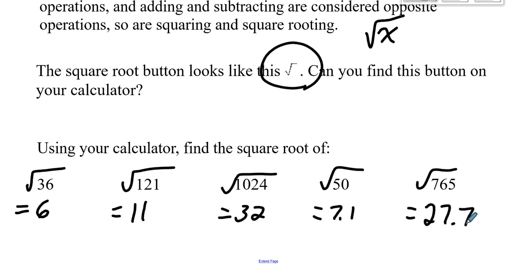So these numbers here, the perfect squares, when we square root them, we get a whole number answer. They're called rational numbers. When we square root numbers that aren't perfect squares and we get a decimal, we actually call these numbers irrational numbers.